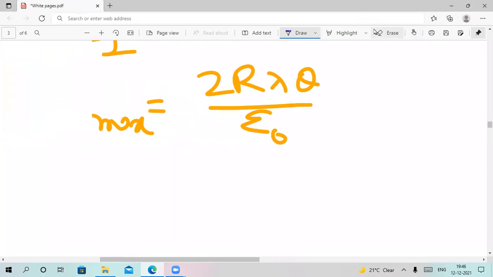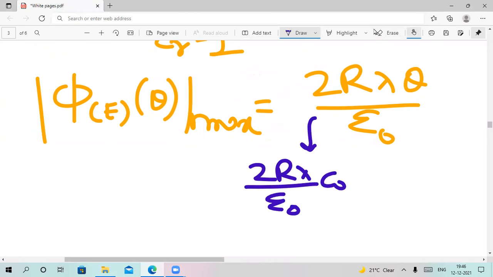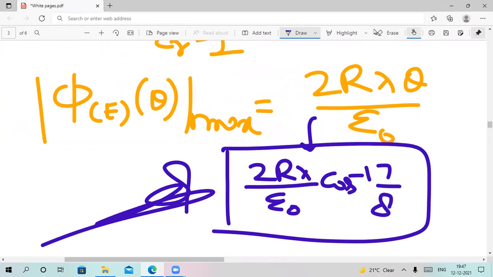Okay. So hence the value that we require is 2r lambda divided by epsilon naught times cos inverse of 7 by 8. This is the maximum flux, which is our answer for this question. It was a very nice physics problem involving electricity concepts and trigonometry concepts, and various logical visualization is also conducted to solve this question in a proper manner.